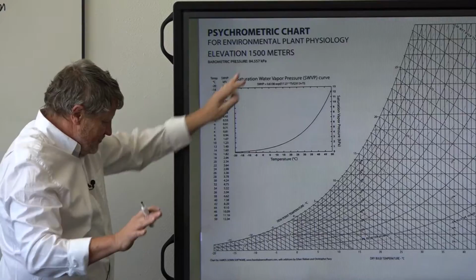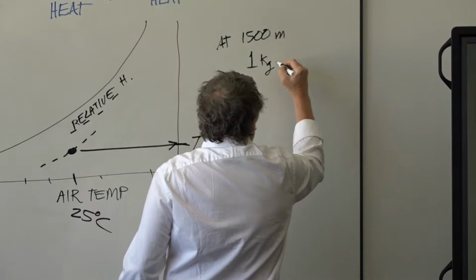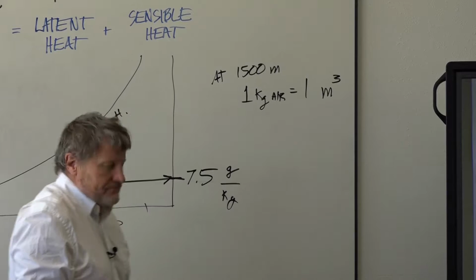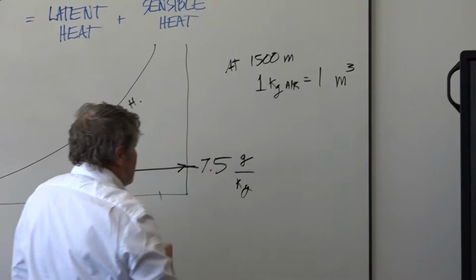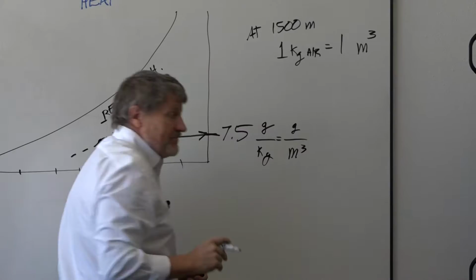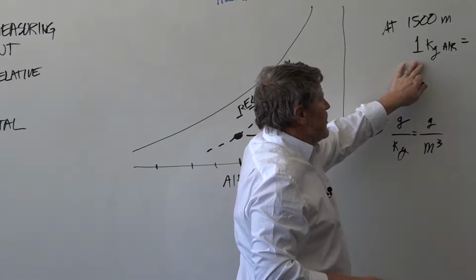1 kilogram of air equals 1 cubic meter of air. So this is also 7.5 grams per cubic meter, but only in Logan. At sea level, this is 1.2 kilograms per cubic meter.